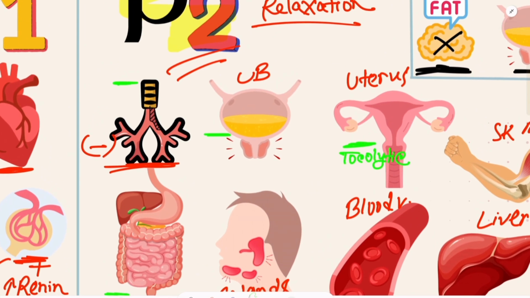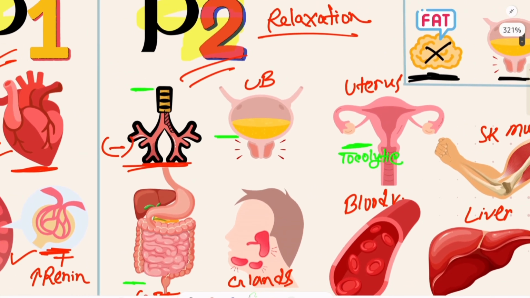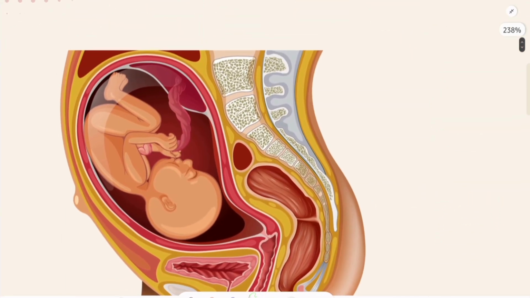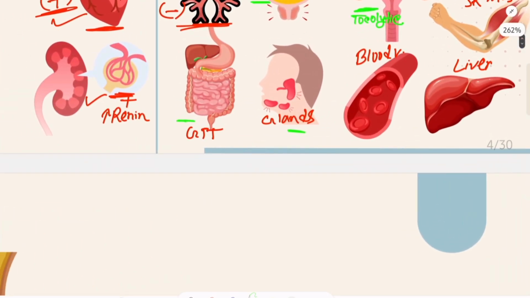When do we want to relax the uterus? It is used in preterm labor. We want to relax the uterus. As there is beta 2 receptor, we want to stimulate it so that uterus can dilate and no preterm labor will occur. It will also relax the blood vessel.